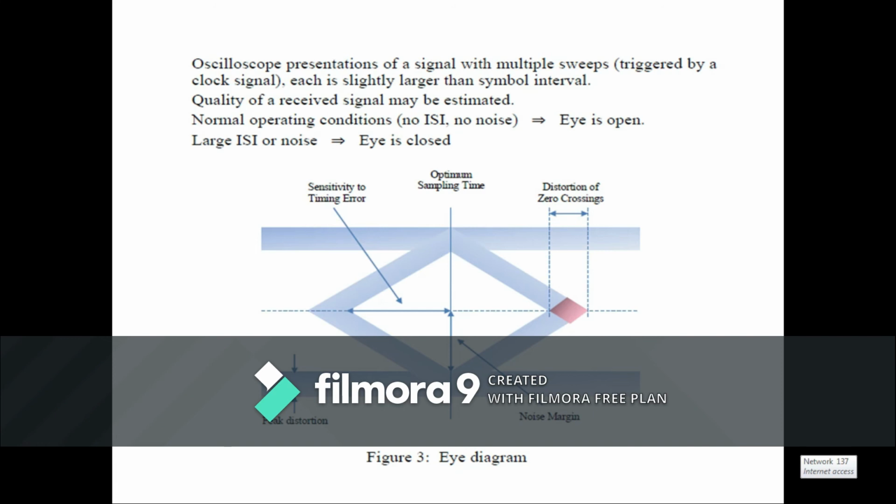Then here we show the sensitivity to timing error, and here is the noise margin. Once the noise margin is big, there is minimum error. And here is the distortion at zero crossings. This shows the distortion at zero crossings, and here the peak distortion.